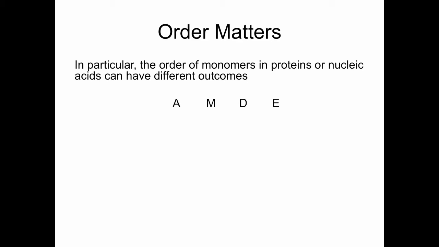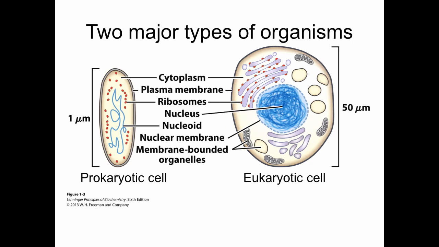So, for example, let's take the 4 letters A, M, D, E. These letters can be combined in different ways to make different words, such as dame, maid, and mead. And while these words all have the same letters, they all have different meanings. So macromolecules work the same way.